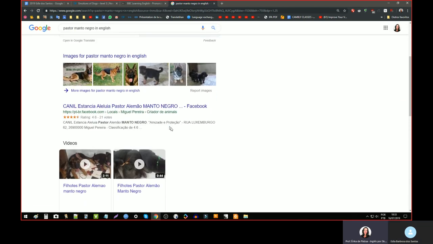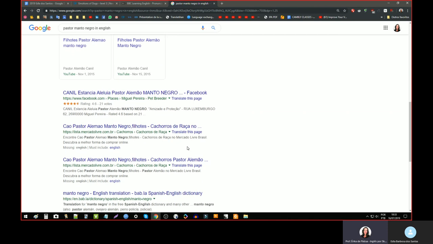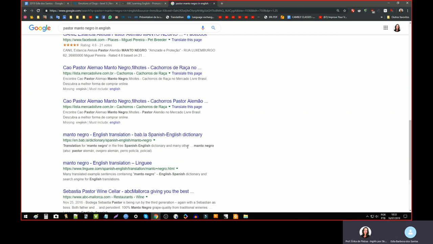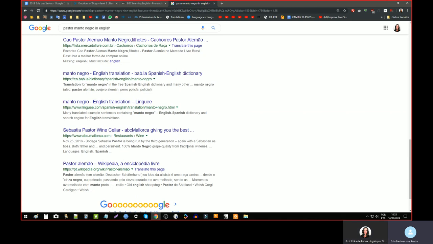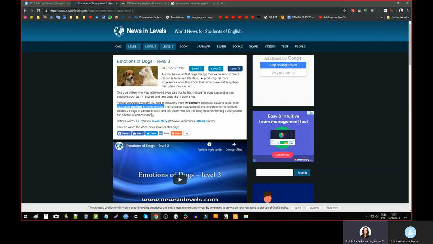This is a translation by Google. Maybe. Well, they don't say. Maybe it's Shepherd German. Yeah. German Shepherd. No, black German Shepherd, maybe. But they are all very smart. These breeds are very smart, very intelligent.